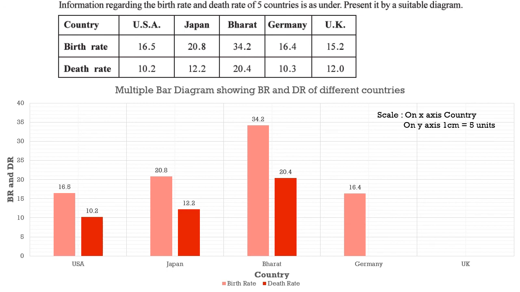Germany is 16.4 births out of 1,000 and 10.3 deaths out of 1,000. In UK, 15.2 births and 12.0 deaths out of 1,000 people.